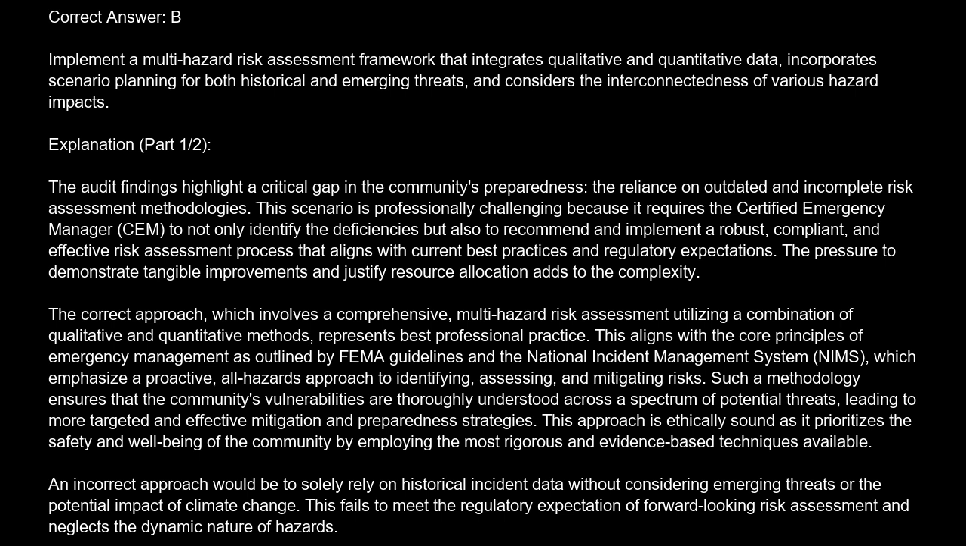This aligns with the core principles of emergency management as outlined by FEMA guidelines and the National Incident Management System, NIMS, which emphasize a proactive, all-hazards approach to identifying, assessing, and mitigating risks. Such a methodology ensures that the community's vulnerabilities are thoroughly understood across a spectrum of potential threats, leading to more targeted and effective mitigation and preparedness strategies.